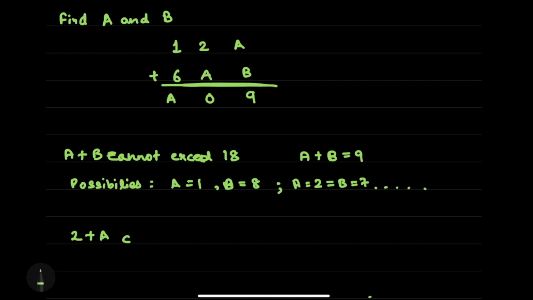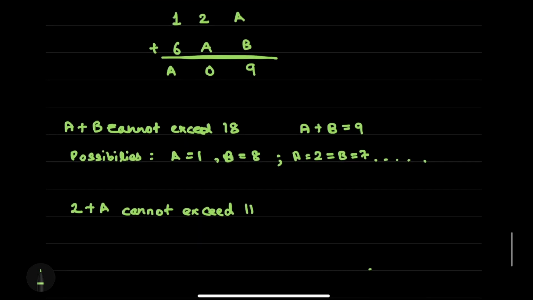So 2 plus A cannot exceed 11. I hope this is very clear, because the max value of 2 is going to be 2 and the max value of A is going to be 9. So how do we know what value would be 2 and A? So 2 plus A can only be 10 at the moment.